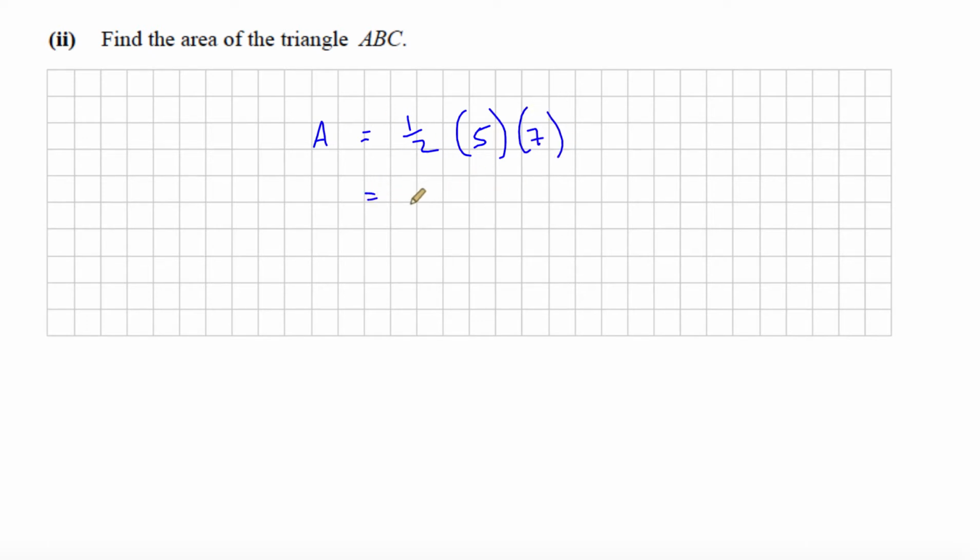The area of a triangle is half the base, so half of 5 by the perpendicular height, which is 7. That formula is in your tables book as well. So half of 5 sevens is 35, and a half of 35 is 17.5. So the area is 17.5, and we say units squared because we don't know what the units are.